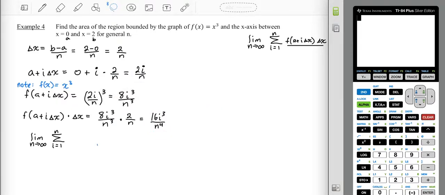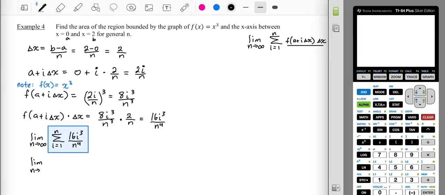Now we learned previously a couple of things. One, we have rules for summations, and we're only focusing really on this piece right now. One of those rules is that anything that's irrelevant to the sum doesn't need to be in there. So I can take out the 16 and the n to the 4th. So I'm looking at the limit as n approaches infinity.